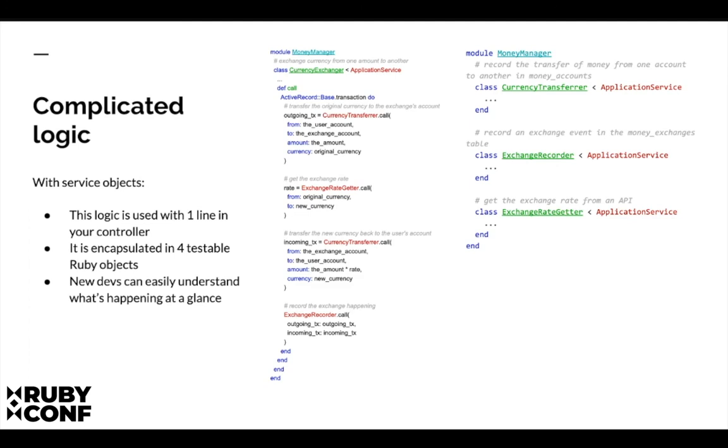With this, you can have all of your service objects nested within a single module, Money Manager, as you can see. So here we have 4 service objects. And this is essentially a currency exchange application. So let's discuss these service objects first.